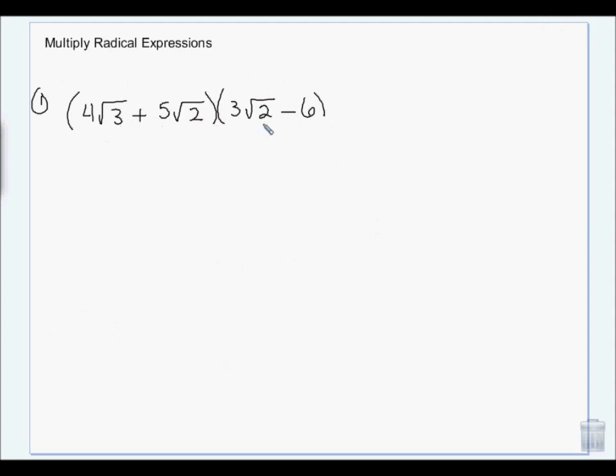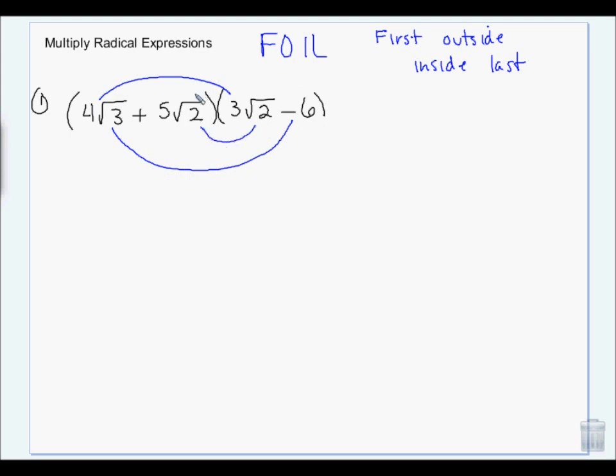Expressions. You've seen stuff that looks like this before. They had x's and numbers in them. We're going to go back to our good friend FOIL. So we're going to do first, and then the outside, and then the inside, and then the last. So first, and then outside, and then inside, and then last.